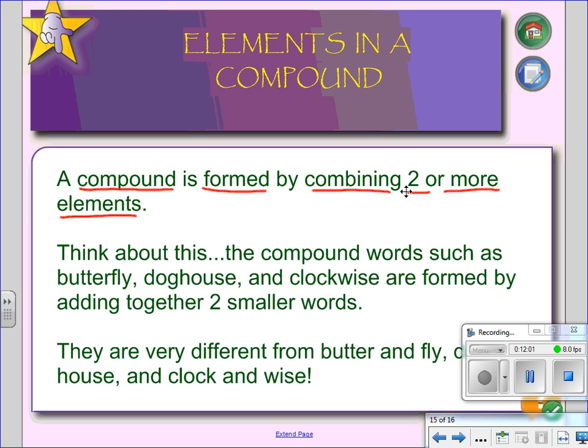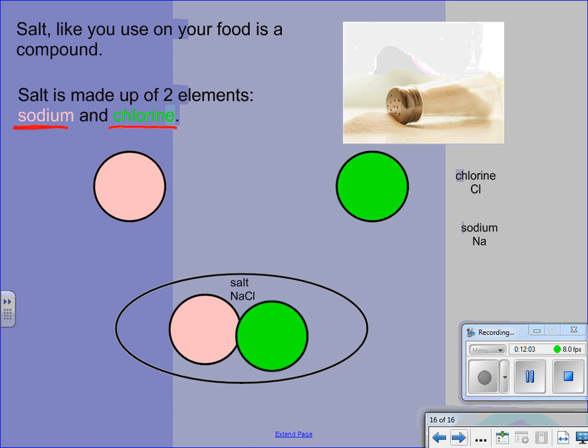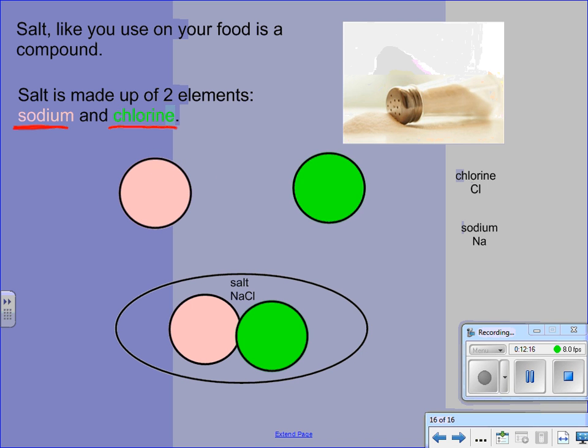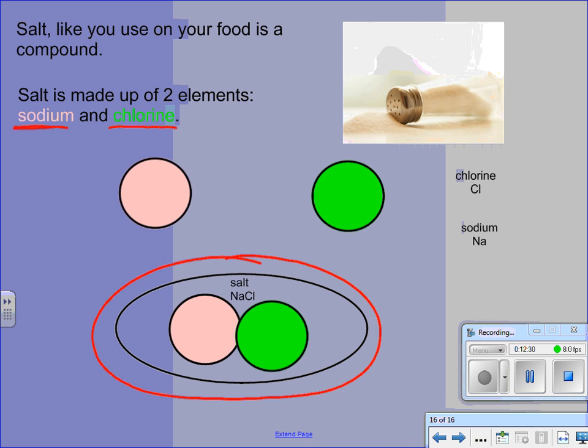We talked about one compound a lot, which was salt. And we said that salt is made up of two elements. One element being chlorine, and the other one being sodium. Separately, they are two different things, gas and a solid. But when we put them together, like they are here, they form another solid, which is salt, table salt, like we use on our food.